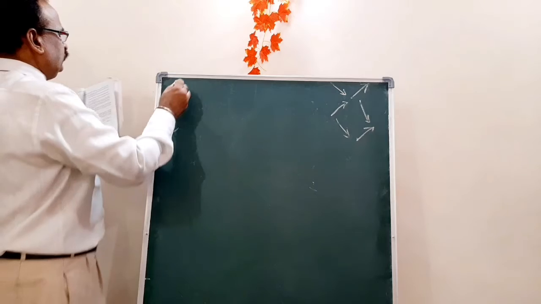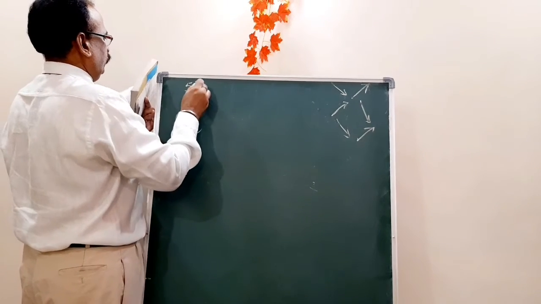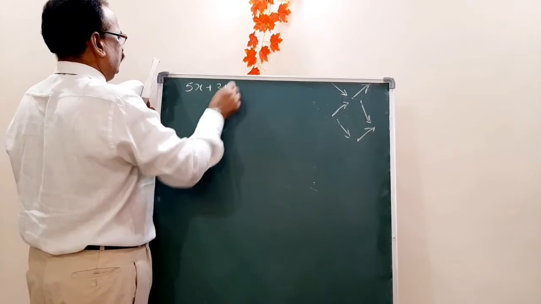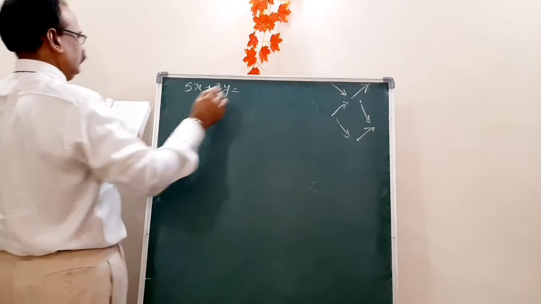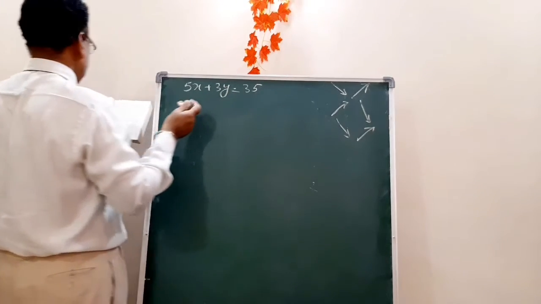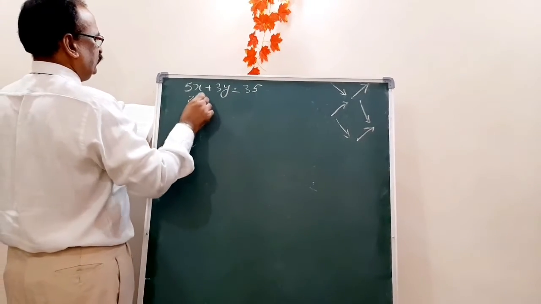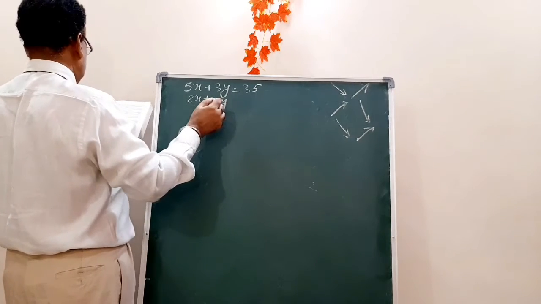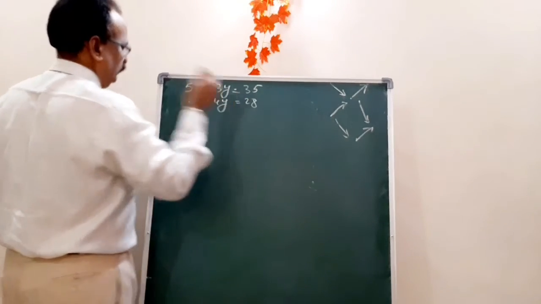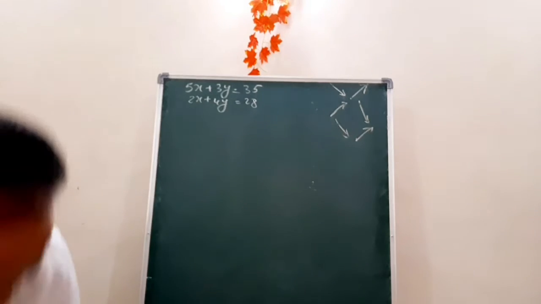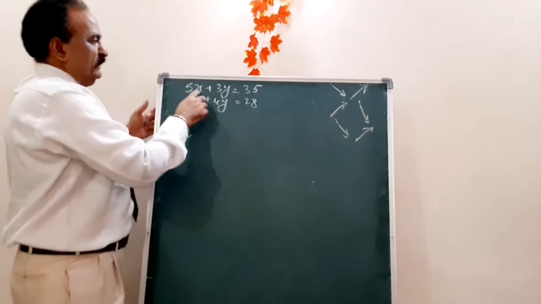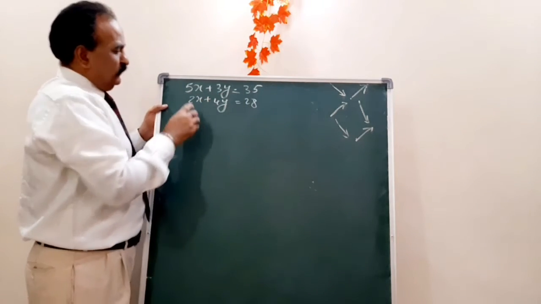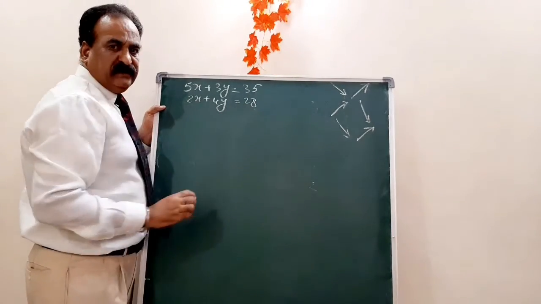5x plus 3y is equal to 35 and 2x plus 4y is equal to 28. These are the equations. See how to solve 5x plus 3y equal to 35 and 2x plus 4y equal to 28.